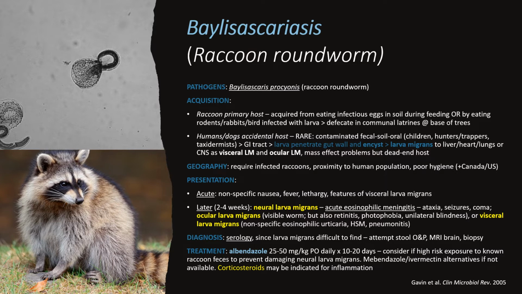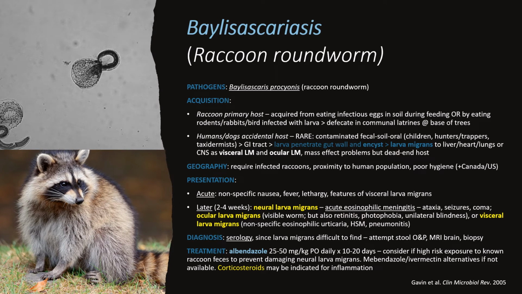Raccoons are the definitive host of Baylisascaris procyonis, and humans would be a dead-end accidental host in this case, where the eggs hatch in our GI tract and penetrate the GI tract wall, just like in Toxocara infections. Baylisascaris migrates and causes a visceral larva migrans, but importantly is known to characteristically cause a neural or CNS larva migrans, causing an acute eosinophilic meningitis presentation with seizure, ataxia, or coma possible. But also, just like Toxocara, causing ocular larva migrans as well, with possible retinitis and blindness.